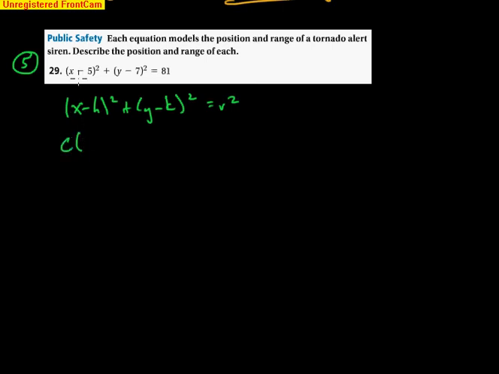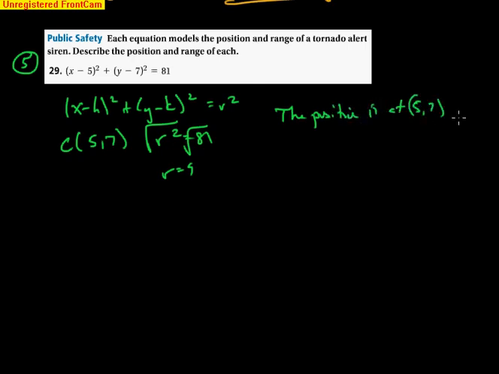So from this equation, the center is 5, 7, h, k. The radius squared is 81, so that means the radius, take the square root, is 9. So to describe the position, it is at 5, 7. The range is 9.